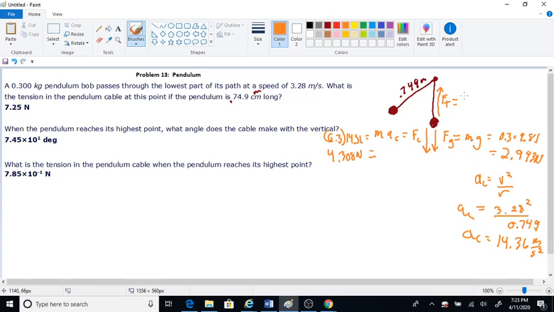All right, so we're going to add 4.308 plus 2.943, and that gets us 7.25 newtons. And that's this right here. Check. Done. So, not terrible, but also not trivial.